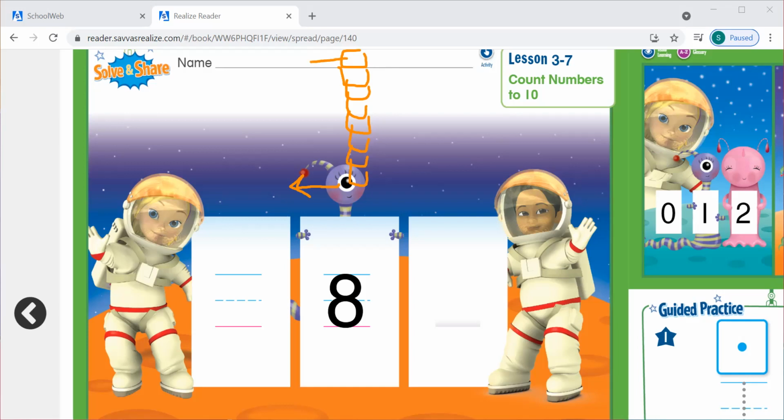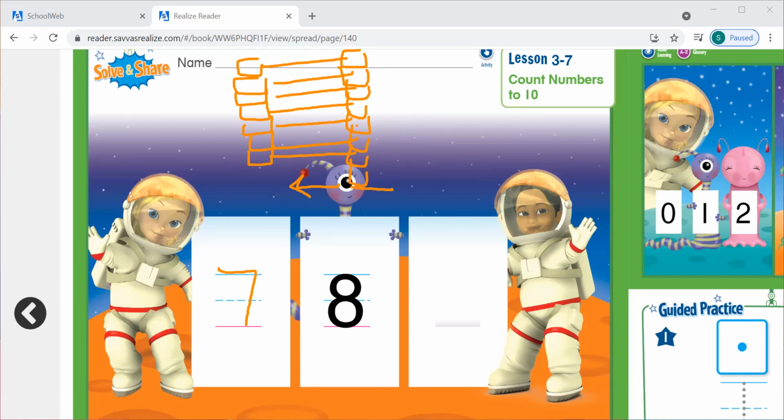So here's 1, 2, 3, 4, 5, 6, 7. Now, I'm not going to add my last cube because we want 1 less. So we have 7 cubes. So we know that 7 is 1 less than 8.